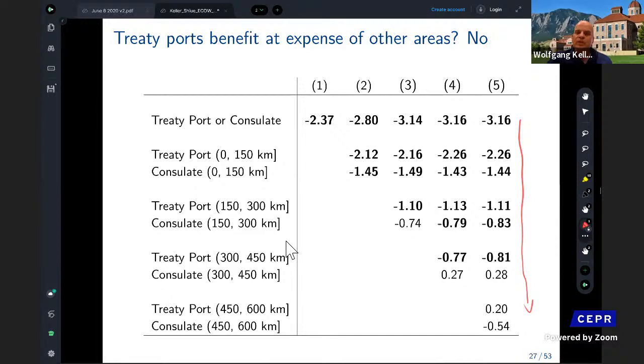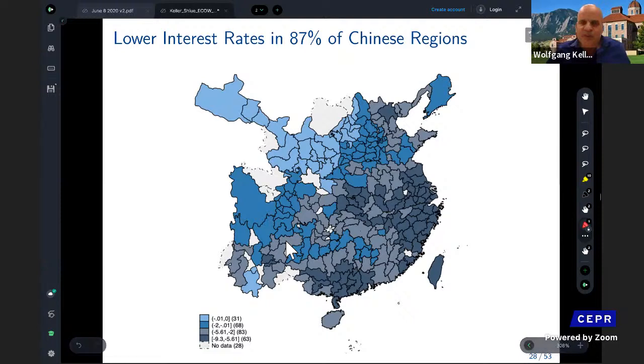But there's no evidence for reallocation. So this all leads to this picture that I have shown you already earlier. If we take the predicted effects from this regression that we just had, the final specification, and we plot this on a map of China where we have prefectural boundaries of 1820, then we have the result that there are significantly lower interest rates in 87% of the Chinese regions where we have data.